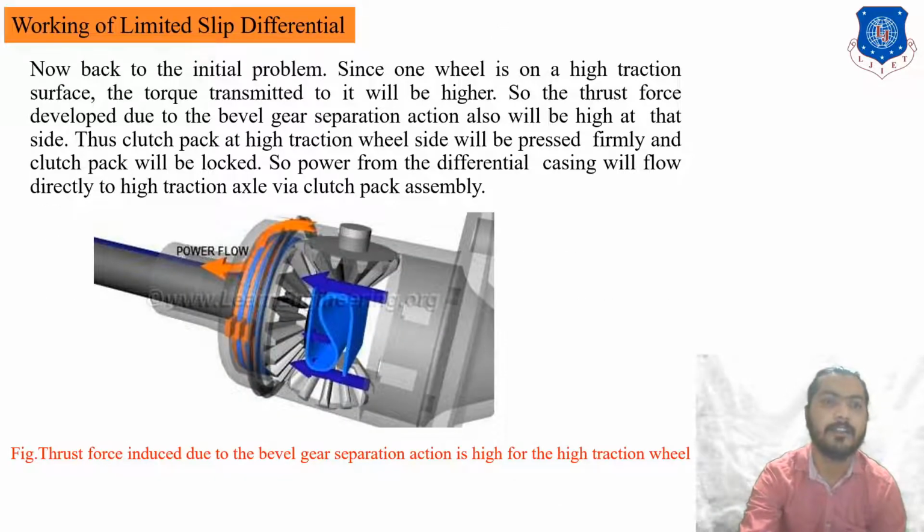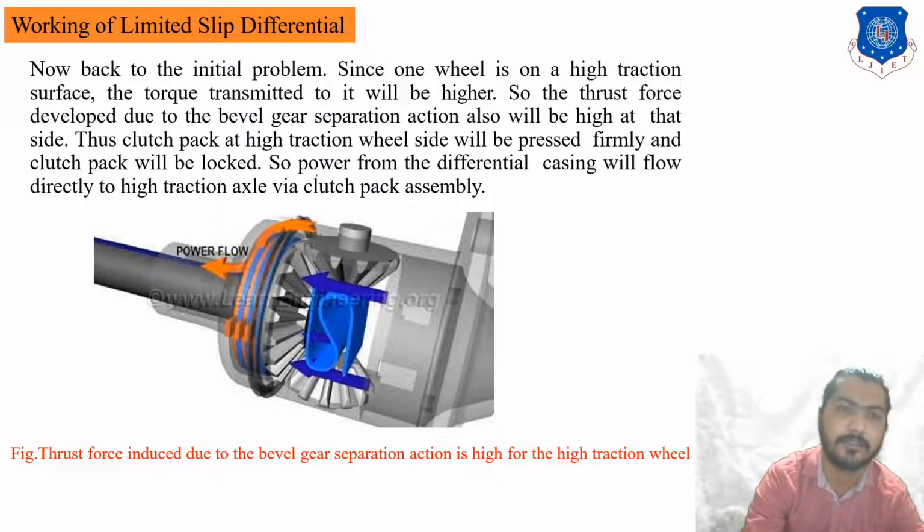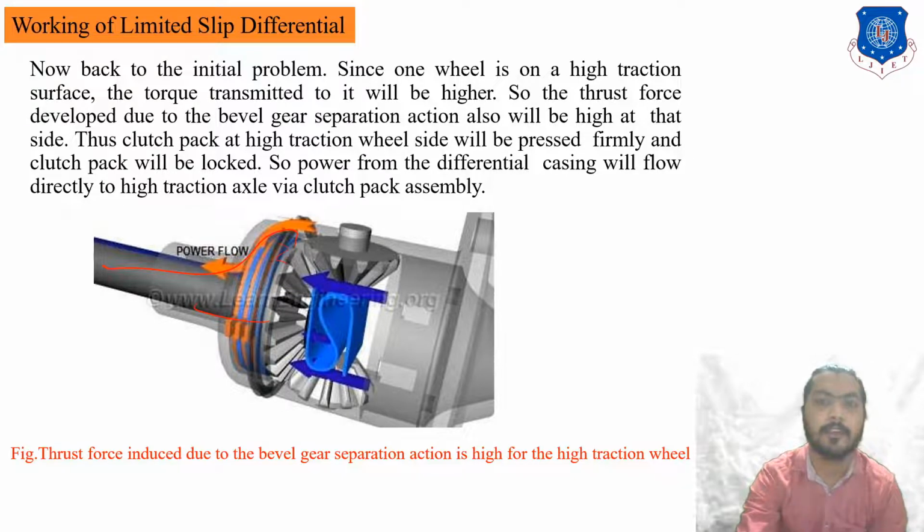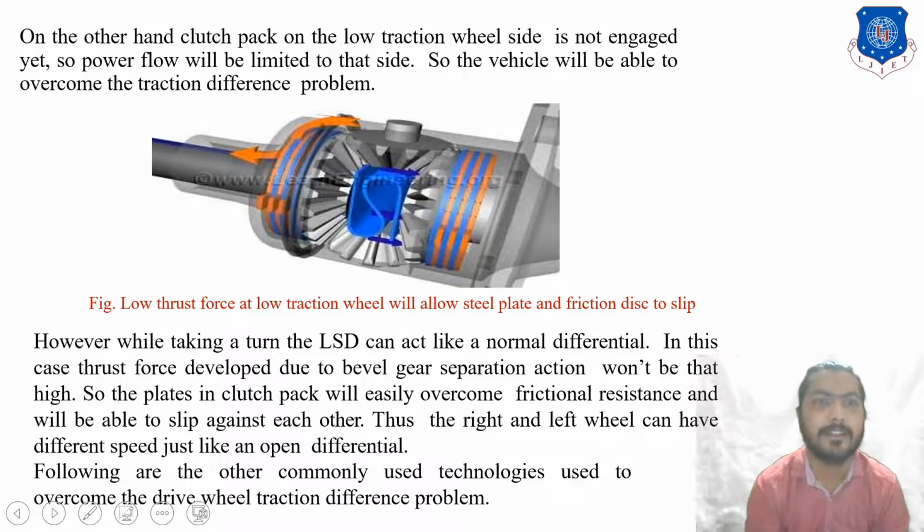So the working of the limited slip differential we already understood in the previous part. What are its functions? The power goes to the shaft when it is pressed. These are the workings of the limited slip differential mechanism. On the other hand, the clutch brake on the low traction side will not be engaged yet, so power flow will be limited to that side. So the vehicle will be able to overcome the traction difference.